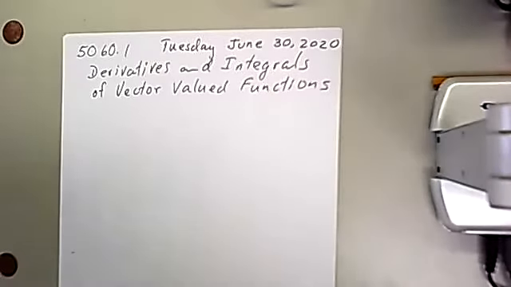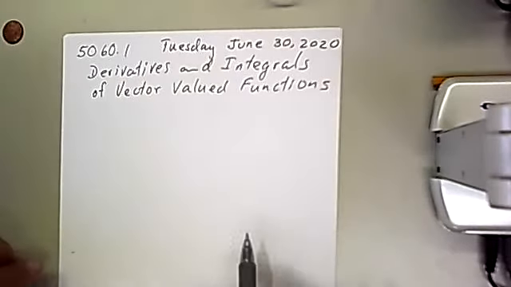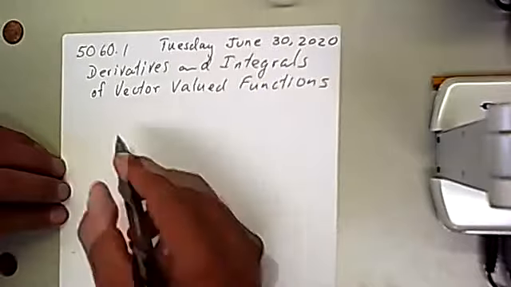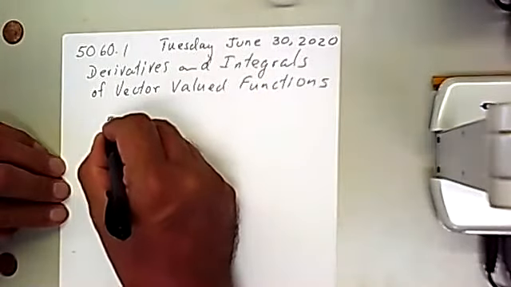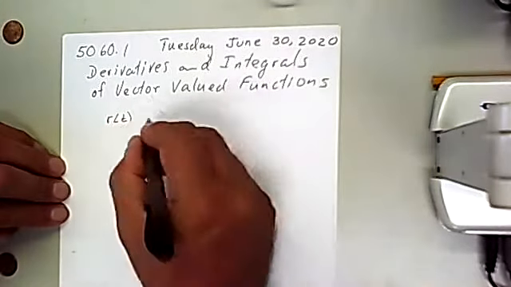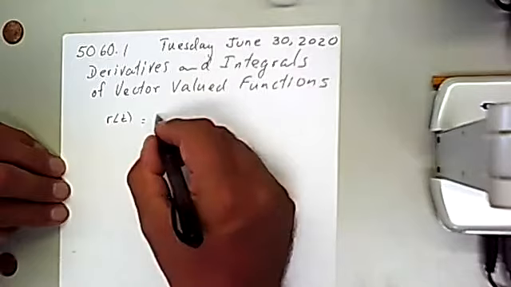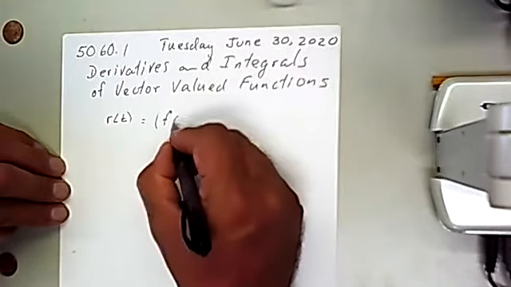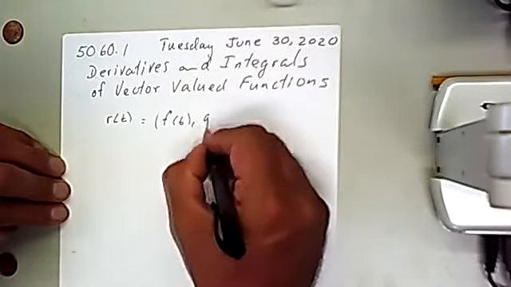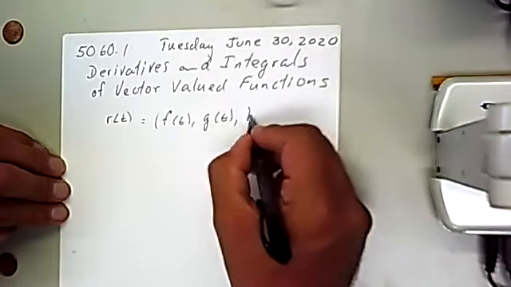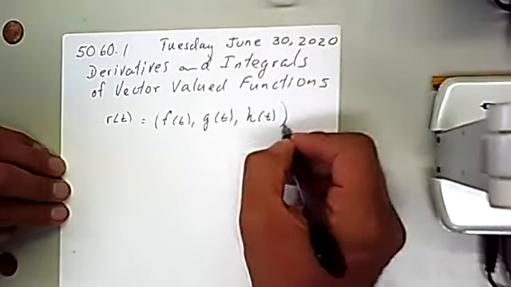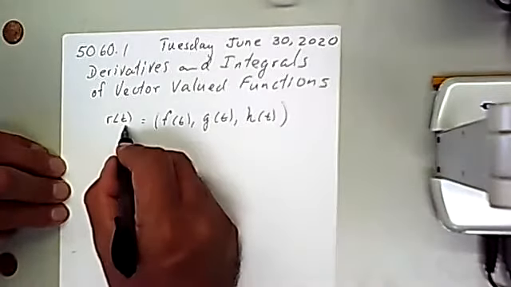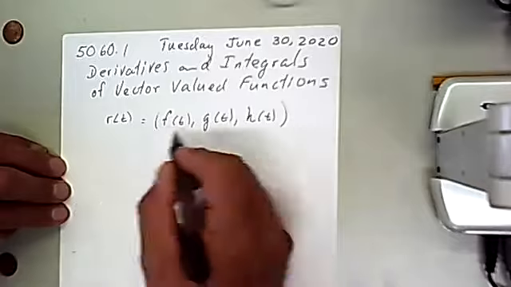All right. Today we're going to talk about derivatives and integrals of vector valued functions. We're assuming through all of this that we have a vector valued function r of t, which is a curve with three coordinates, f of t, g of t, and h of t, although this could go from one dimension to three dimensions as it is here.